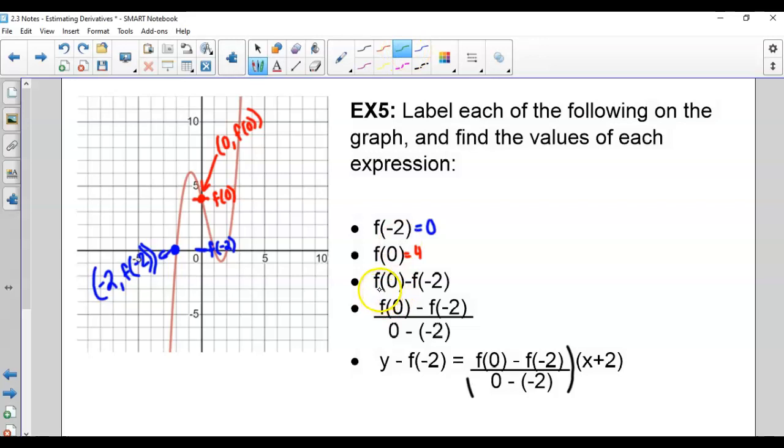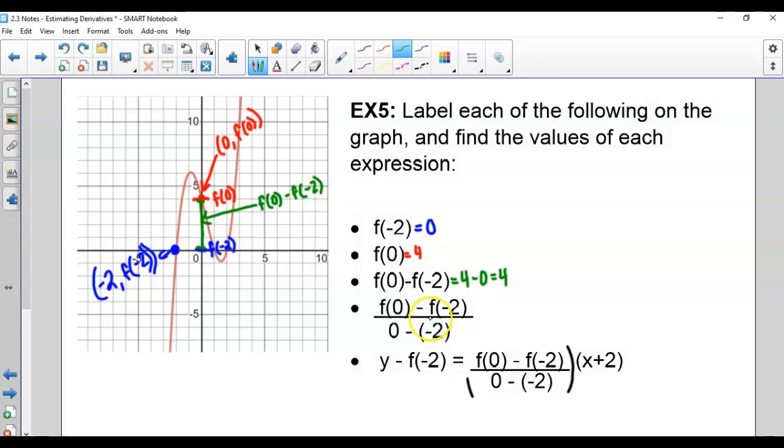Now it asks us to label f of 0 minus f of -2. Now this is really easy to find because we just have to do 4 minus 0, which is 4. I think it's a little more difficult to think about how to label that. But think of this, when we subtract, we're finding the difference between f of 0 and f of -2. So the difference is this distance right here between f of 0 and f of -2. So this green line that I've put here, this is f of 0 minus f of -2.